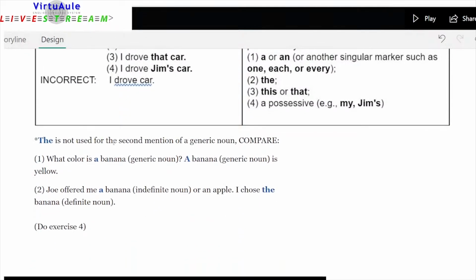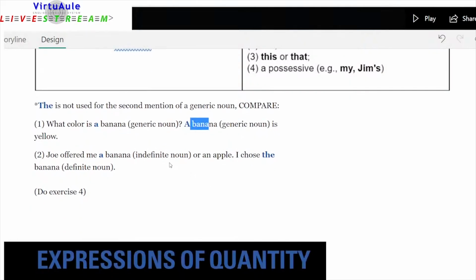"The" is not used for the second mention of a generic noun. For example, what color is a banana? Banana is a generic noun. A banana, here again, a banana is yellow. I repeat, with a generic noun, we don't really know which banana. I'm still talking about bananas in general.